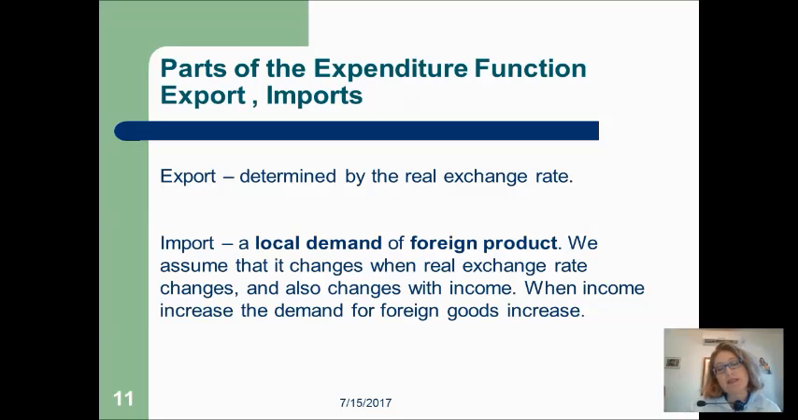So that's why income is also related to imports, but not to exports, because exports are not part of our economy's income in the sense of the demand, how much people want to export. It's not related. Exports are actually sensitive to the real exchange rate.